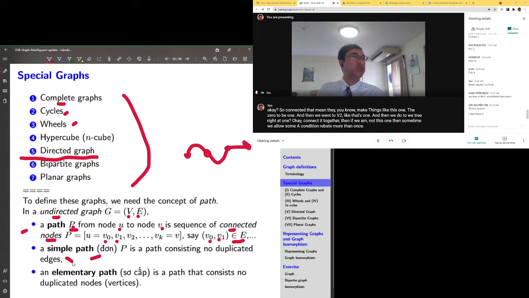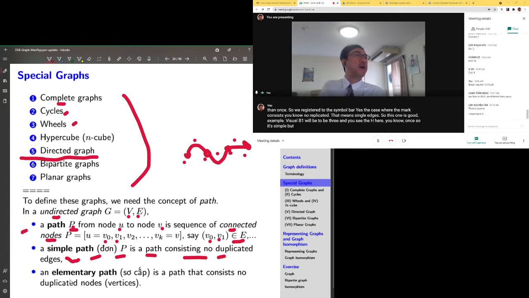Sometimes we allow some connection to repeat more than once. So we restrict to the simple path, the case where the path consists of no duplicated, that means single, edges. So this one is good. Example, V0, V1, V2, V3, and you see each edge appears once. So this is a simple path.